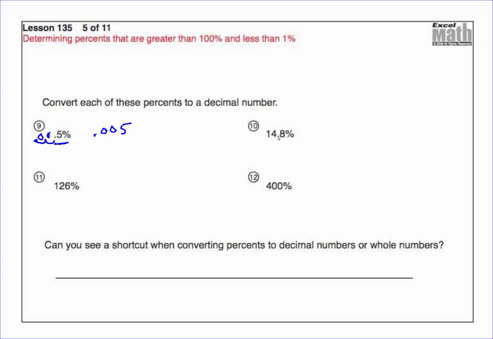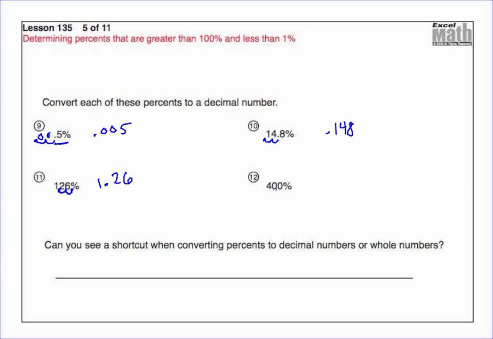Number 10, move it over 2 spots to the left, and you get 0.148, 148 thousandths. Here the decimal point is hidden. It's not really showing, but it's right there, so you're going to move it over 2 spots to the left and get 1.26. All right, hopefully you didn't miss that one.